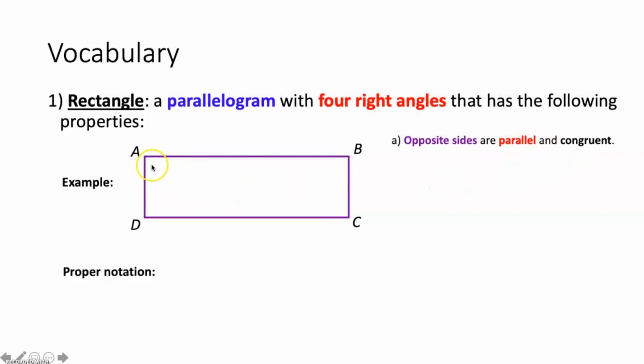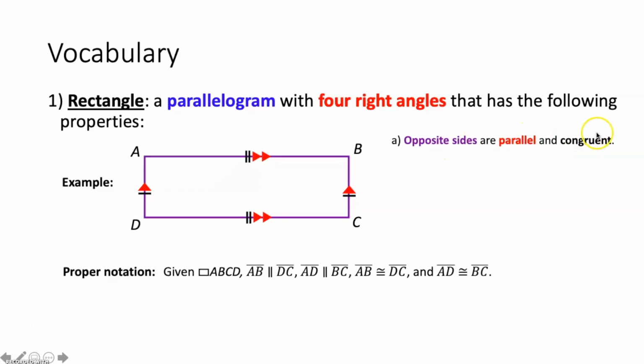So in this figure right here, if opposite sides are parallel, that means segment AD or DA would be parallel to segment BC or CB. Segment AB or BA would be parallel to segment DC or CD. We also know that they are congruent, so opposite sides are congruent as well. Segment AD or DA would be congruent to segment BC or CB. Segment AB or BA would be congruent to segment DC or CD. So in a rectangle, opposite sides are both parallel and congruent.